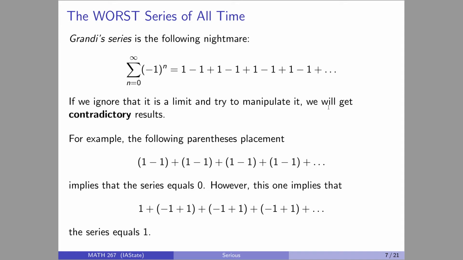So we immediately see that parentheses can't just be placed wherever we want with a series. And that should be surprising, because if I added up a finite number of numbers, I can put parentheses wherever I want. It doesn't matter. Summation is addition. Addition is associative. That's the thing I wanted to say.